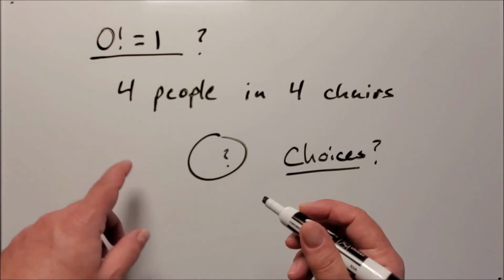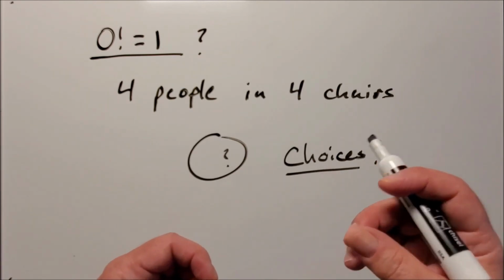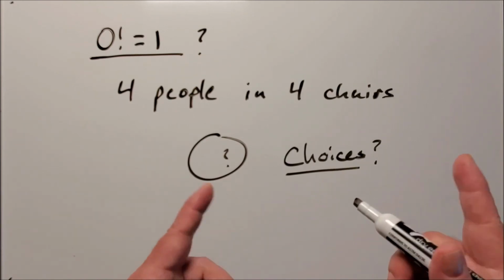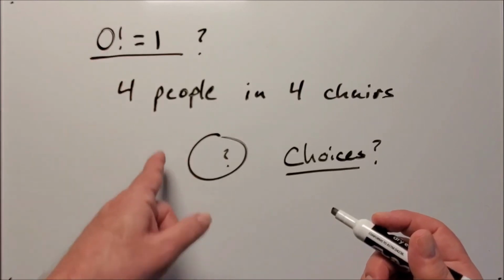And that's why, let's put it this way real carefully, that's the first and most important way to think of why 0 factorial is still 1.